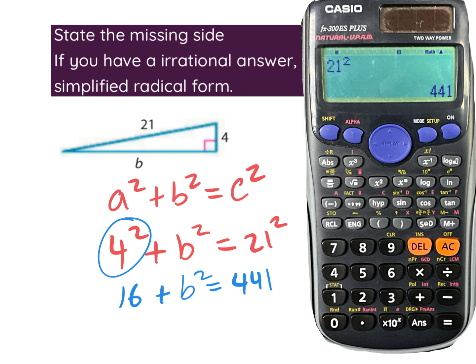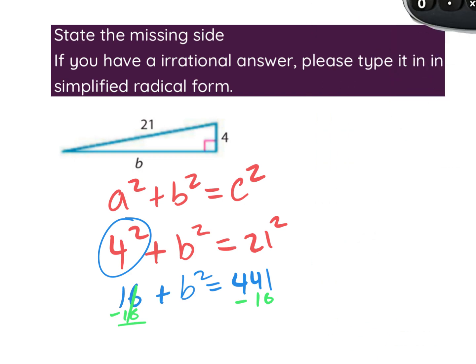Okay, so what next? Well, we need to get b by itself. They want us to find what b is. B is clearly on the left side of the equal sign. It has a square and it has a plus 16. I don't want this addition of 16, so I want to get rid of it by doing the opposite, minus 16, minus 16. And on a calculator, 441 minus 16, just to be safe, is 425. Let me get this calculator out of the way. I just did it on the calculator. So we have b squared equals 425.